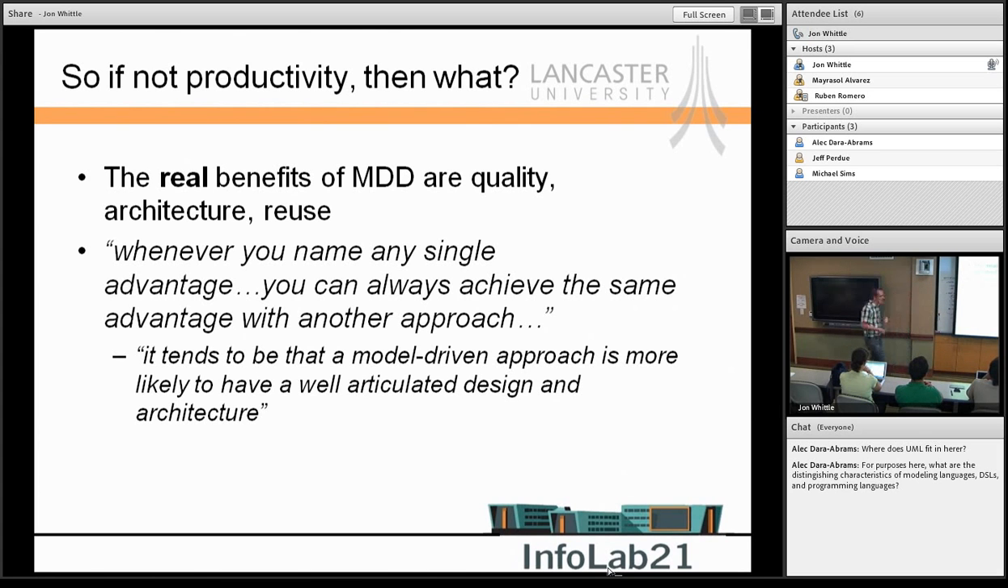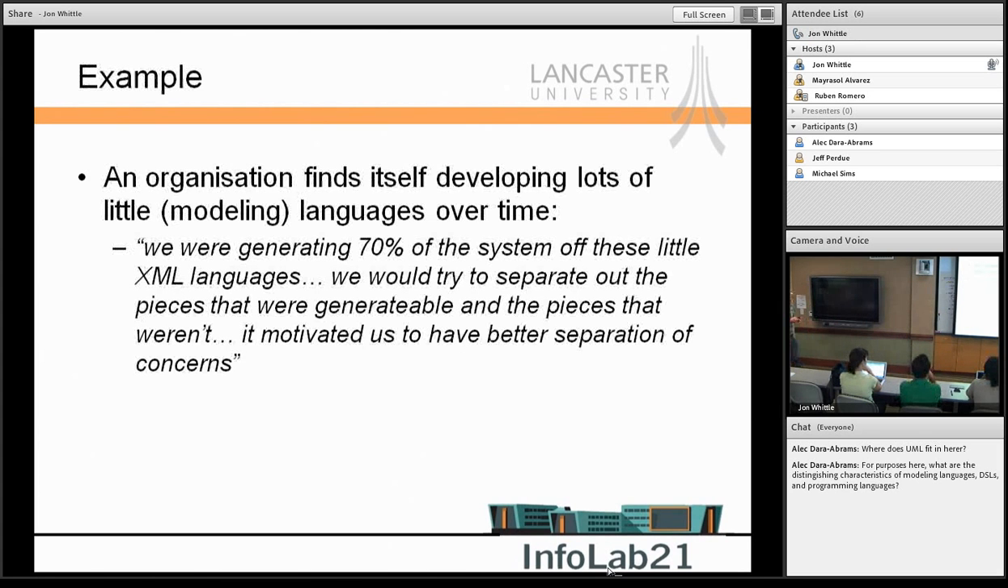Okay? And a good example of this is a company that we talked to that had lots of little generators that were all working together. They were little DSLs based on XML in this case. And they were generating about 70% of their system using code generators. But what they discovered was that they were doing an interesting form of separation of concerns. Separation of concerns is a good software engineering principle, but they were doing it a little bit differently.